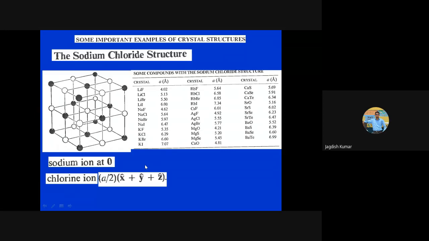Fine. So that is your sodium chloride structure. And there are many crystals existing in nature which do exhibit this sodium chloride type structure: lithium fluoride, lithium chloride, lithium bromide, all these. You can see there is a long list of crystals which do exhibit NaCl type structure. So this is the important aspect of the sodium chloride structure. So now you should be comfortable with sodium chloride structure as well.